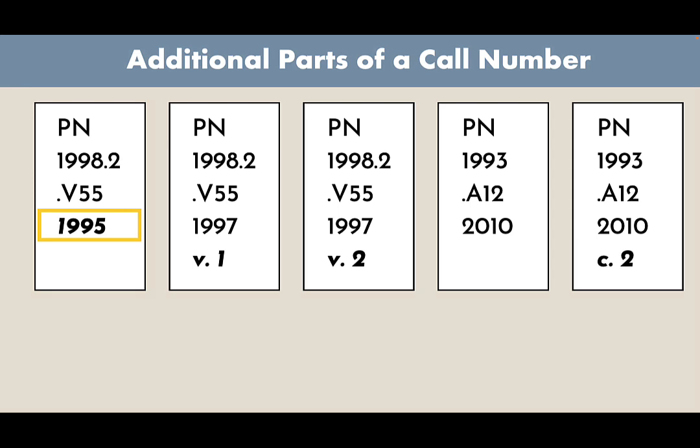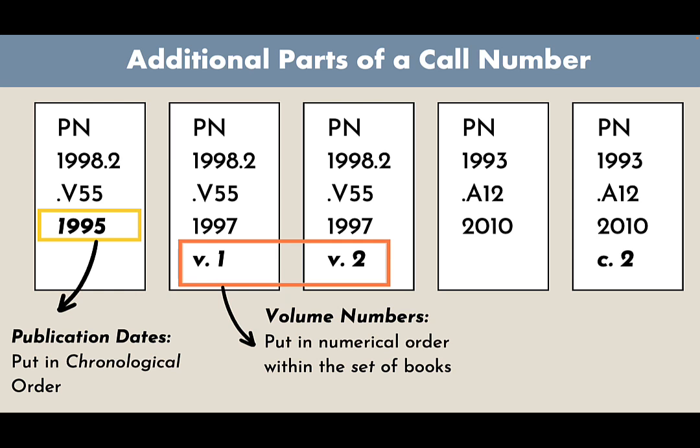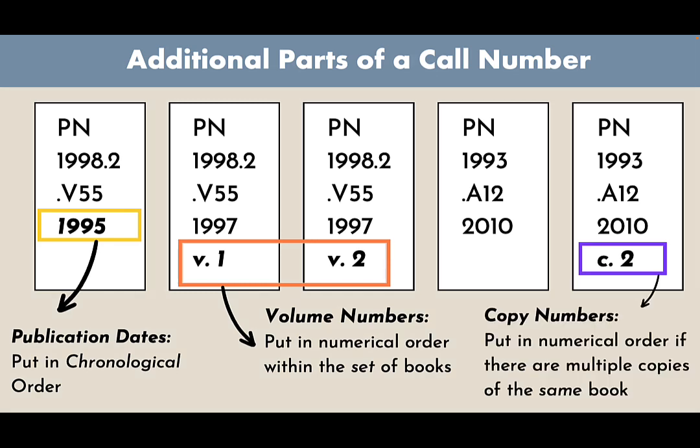Publication dates can always be spotted at the bottom of the call number. If there is the same book with different editions, arrange the publication dates in chronological order. Sometimes there's extra information in the call number that makes it longer, just like volume numbers. Volume numbers should be placed in numerical order within the set of books. A call number will contain a copy number if there are multiple copies of the same book on the shelf. These are also shelved in numerical order.